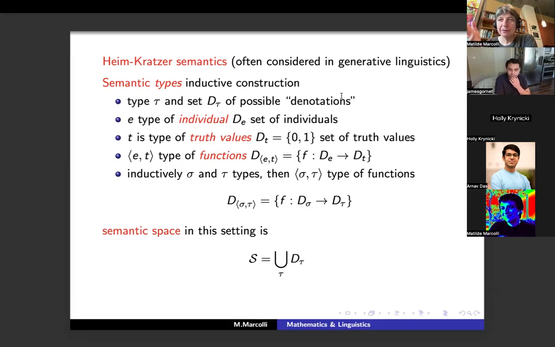Then once you have this type of functions from e to t, you can inductively form other types by saying that if you have already constructed a type sigma and a type tau, the type sigma tau is functions from denotations of sigma to denotations of tau. So you get this semantic space, which is just a union of all these sets of functions, all inductively constructed. So this is, of course, a huge set.